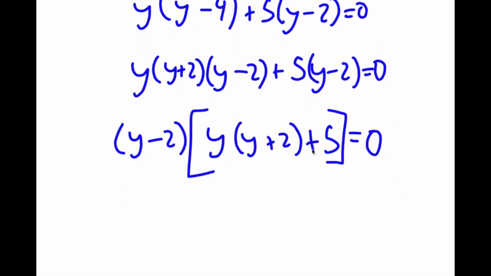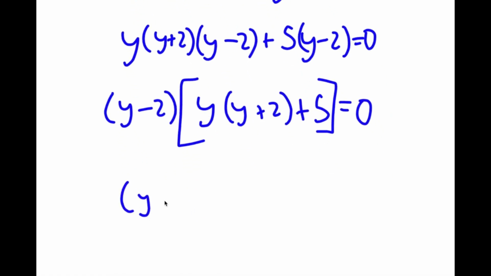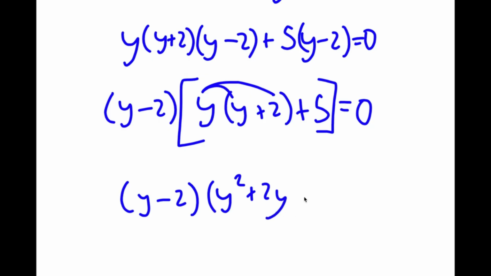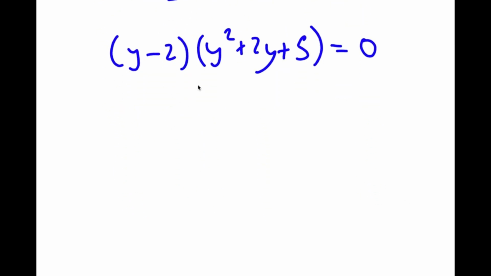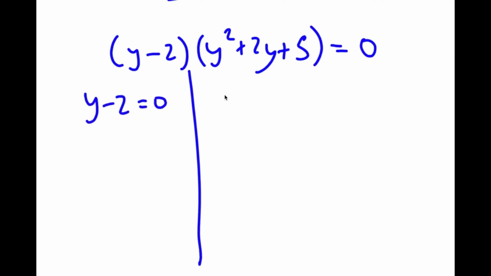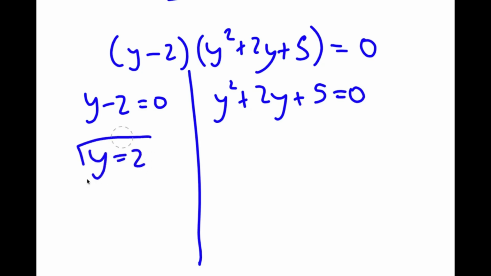This is all equal to 0, and this is the same thing as y minus 2 times, if I distribute y, y squared plus 2y plus 5 is equal to 0. So now this gives me two equations. I have y minus 2 is equal to 0, and I have y squared plus 2y plus 5 is equal to 0. So first off, for y minus 2 equals 0, I obviously get y equals 2.